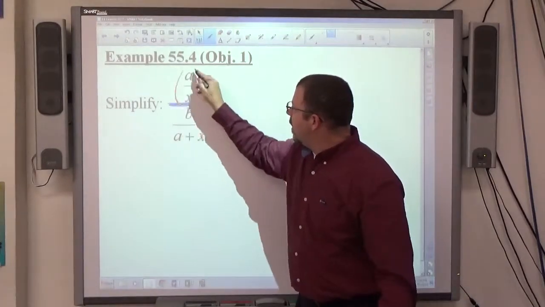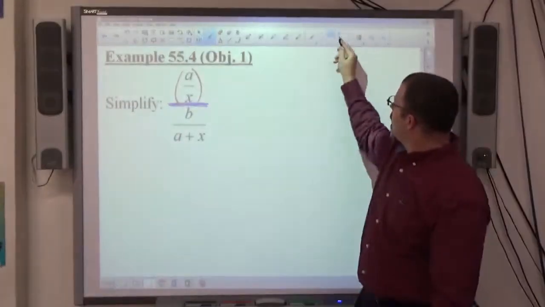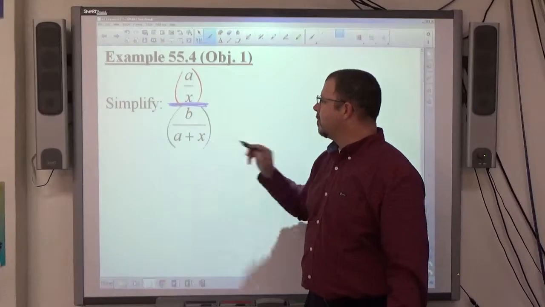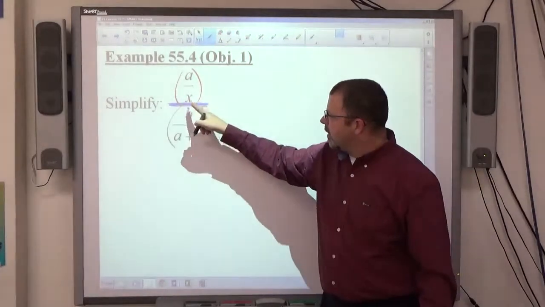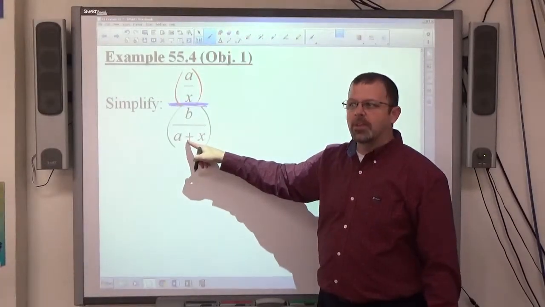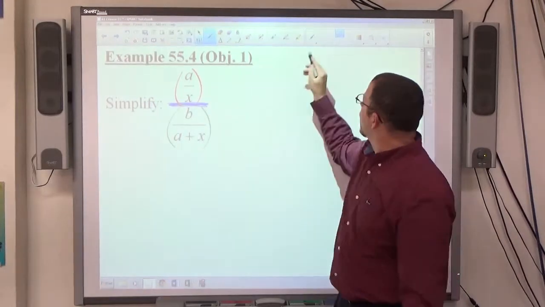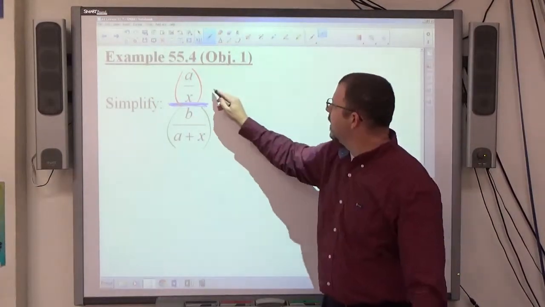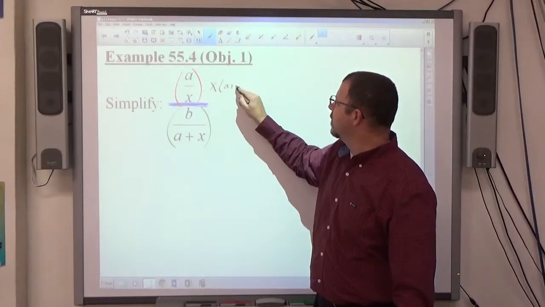The top object is a fraction, a over x. The bottom object is also a fraction, b over a plus x. This denominator is not the same as a plus x, right? They're different. So the least common denominator here is going to be x times a plus x.